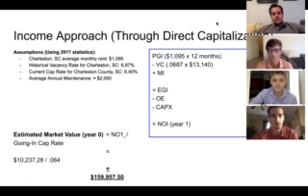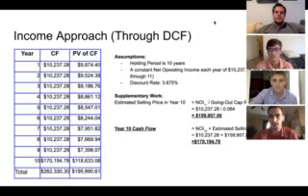Using that value, we divided it by the cap rate of 6.4% for Charleston County to get us an estimated value of $159,957.50. Then we did the discounted cash flow method.